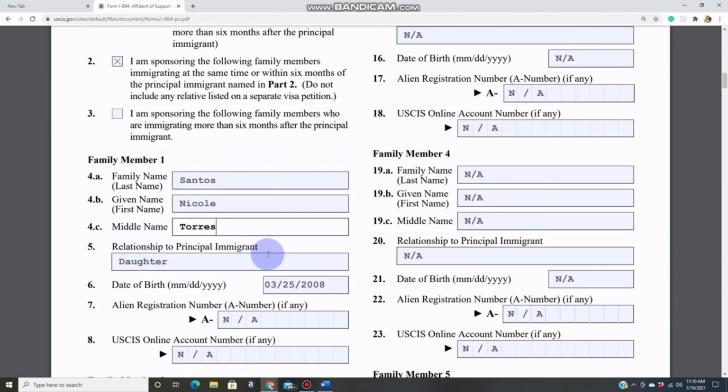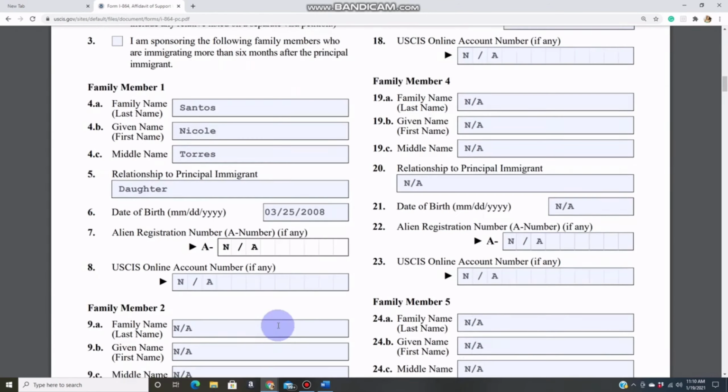Relationship to the principal immigrant. She is my daughter. Date of birth, this is her birthday. Alien registration number or A-number. Since the K2 does not have an A-number, I write N/A. USCIS online account number. Since we do not have a USCIS online account number, I write N/A.